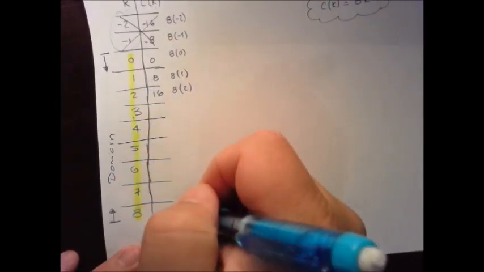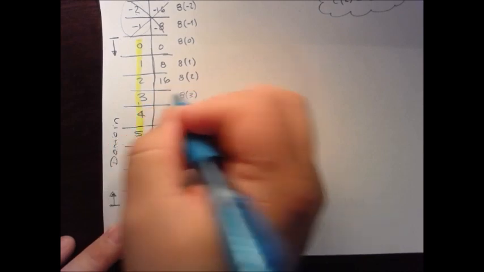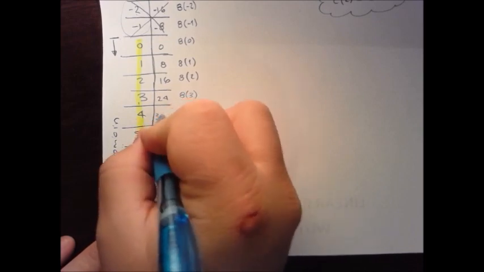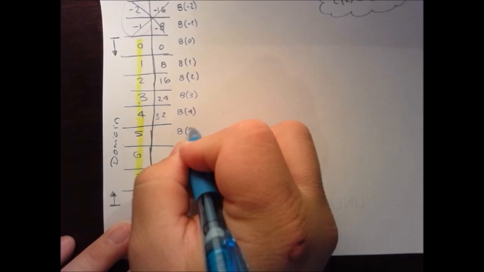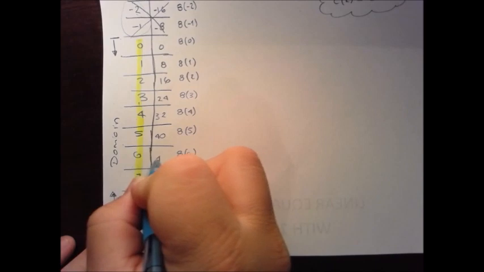Okay, and what is going to be the next? Well, first of all, let's fill this chart. In that case, it is 8, 16, and here with 3 it is going to be 8 times 3, we're going to have 24. 8 times 4 is going to be 32. 8 times 5 is going to be 40. 8 times 6 is going to be 48. 8 times 7 is going to be 56, and 8 times 8 is going to be 64.